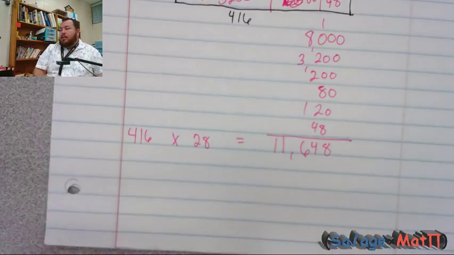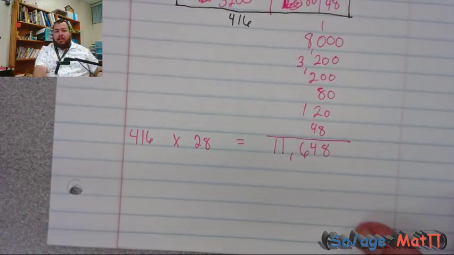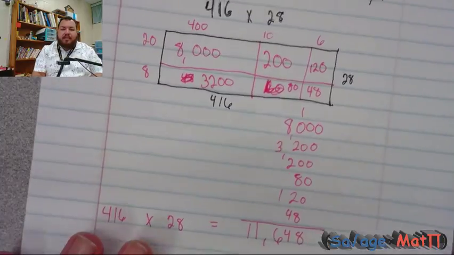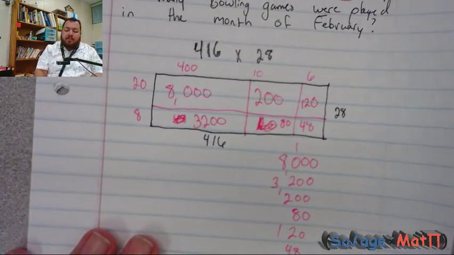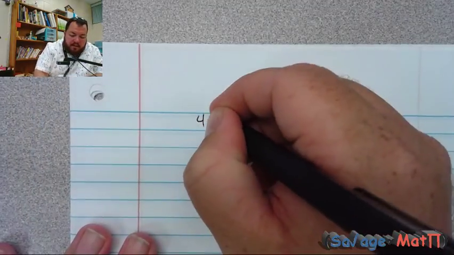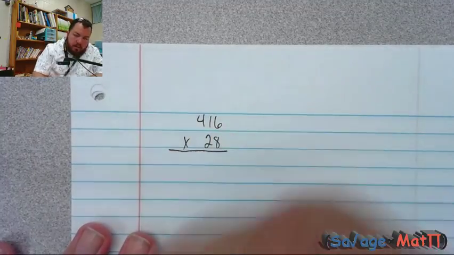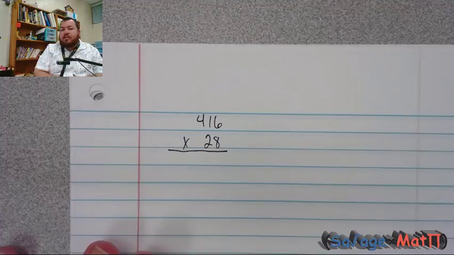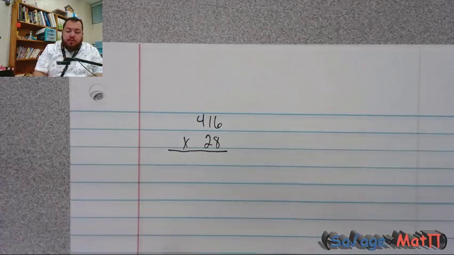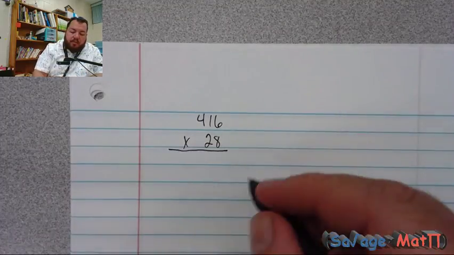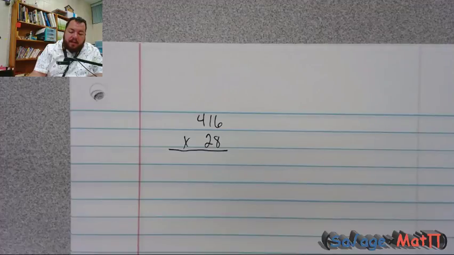Okay? Now I'm going to use the same problem again, 416 times 28. Let's start another sheet of paper. I'm going to write 416 times 28. The other way that you guys are learning to solve this right now is with a partial product. And so what you would do is you would split this up, and you guys would have that.